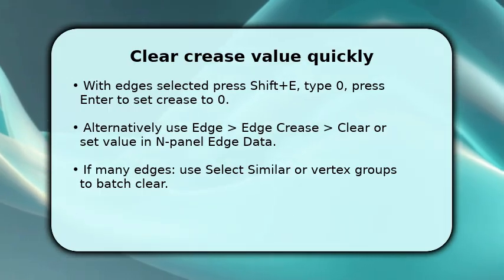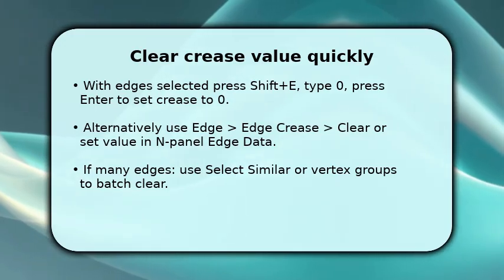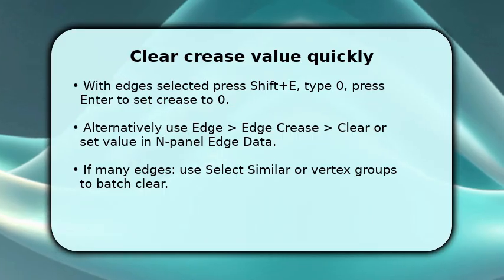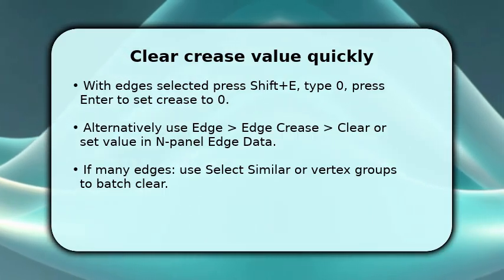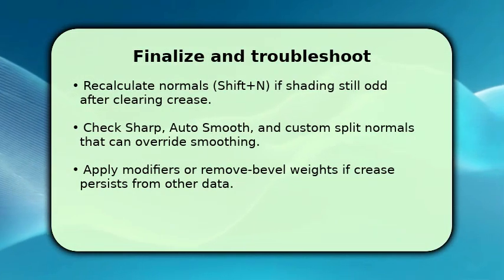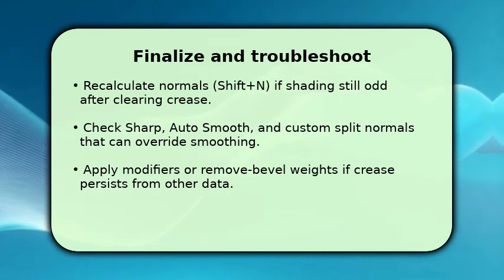For many edges, you select Similar or grow the selection and then clear in one go. This saves time. Make sure to update the viewport and toggle the subdivision modifier preview to verify the change immediately. To finish, inspect shading. If the crease seems to remain, recalculate normals with Shift+N so face directions are consistent. Inconsistent normals can mimic creases.